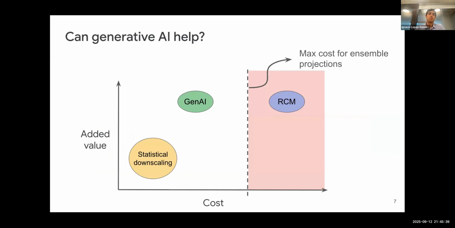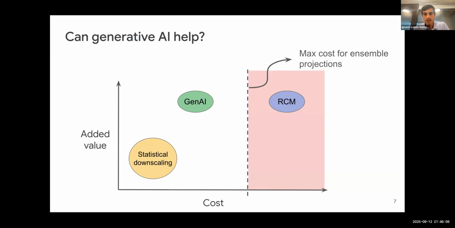And so in this context, what we wanted to work on is whether generative AI can help solve this problem. We have this schematic with two approaches. We have a fairly cheap approach, statistical downscaling, that fails somewhat in the skill of the forecast it provides, in terms of the added value it provides to downstream users.